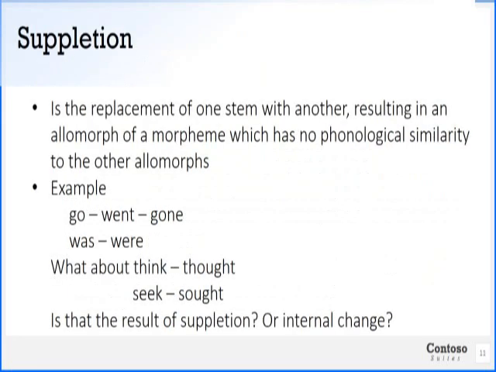What is it? Suppletion. What is suppletion? Suppletion is the replacement of one stem with another. The stem is the same as the root. It results in an allomorph of a morpheme which has no phonological similarity to the other allomorphs. What is the example? Go becomes went, becomes gone, or was and were. What about think and thought, or seek and sought?